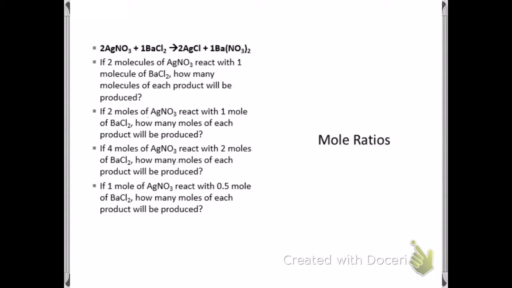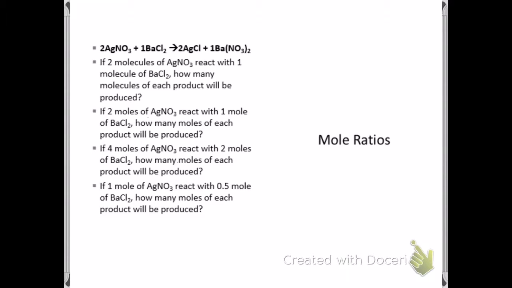For every 2 moles of silver nitrate we put in, we'll get 2 moles of silver chloride. If 2 moles of silver nitrate react with 1 mole of barium chloride, how many moles of each product will be produced? Well, we'll get 2 moles of silver chloride and 1 mole of barium nitrate. Again, those ratios stay the same. It's just like in our recipe for the banana split last time. If we had the right number of scoops of ice cream, we were going to get a banana split out, or 2 banana splits out, or 3 banana splits out.